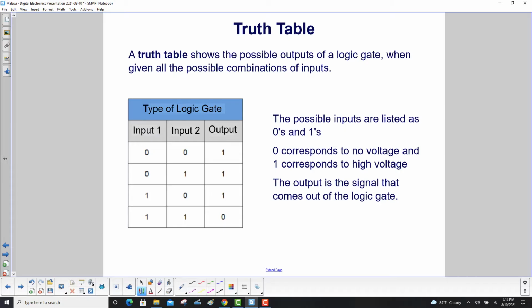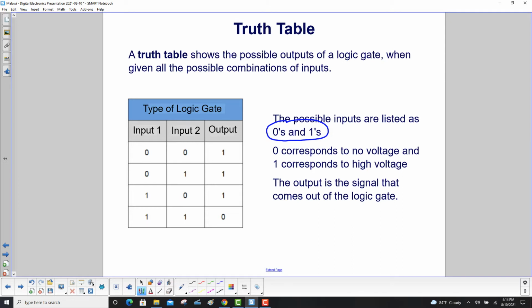A truth table shows the possible outputs of a logic gate when given all the possible combinations of inputs. The possible inputs are listed as zeros and ones because we're working in binary. 0 corresponds to no voltage, and 1 corresponds to high voltage. The output is the signal that comes out of the logic gate.